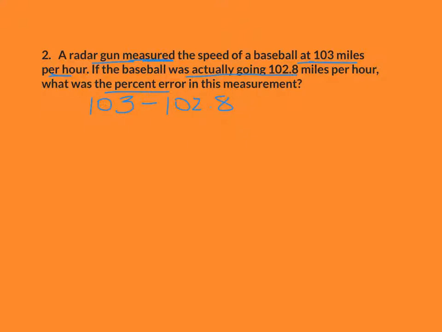Or if you like to think about it like money, because a lot of times that makes it clearer for most of us, we think that about is $103 and $102.80. So of course the difference in this case is going to be 0.2 or 2 tenths. So that is our error. We're looking for the percent. So that means our error, 0.2, goes on top of the actual, which in this case the actual was the 102.8, and my percent is always out of 100.